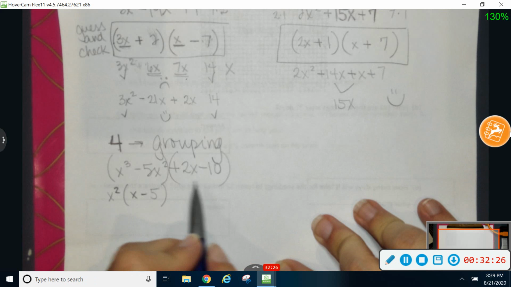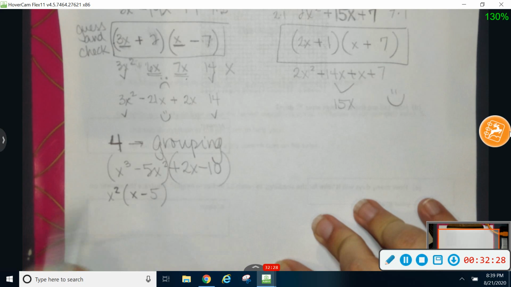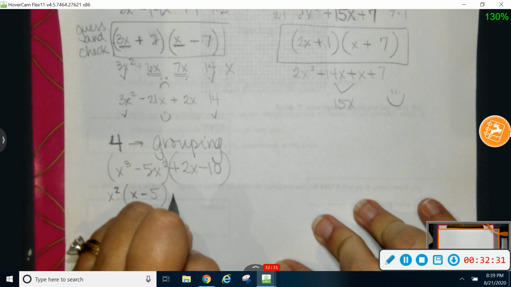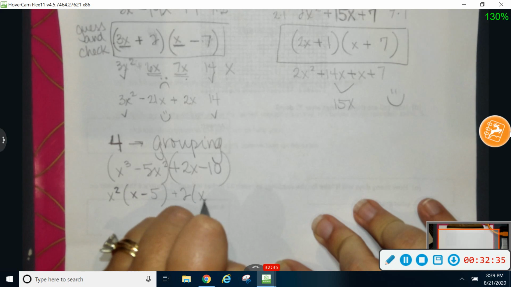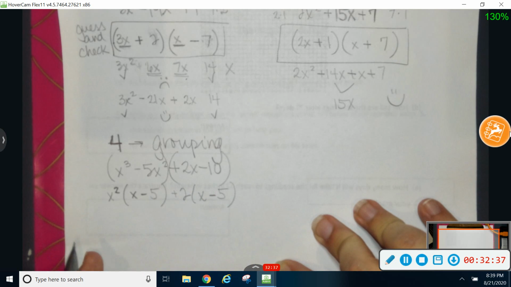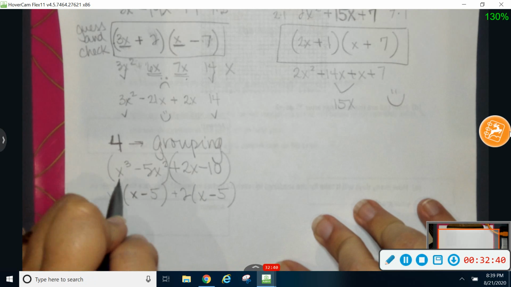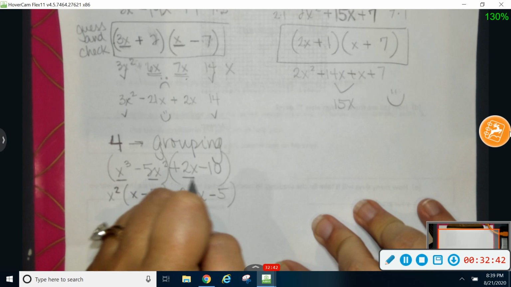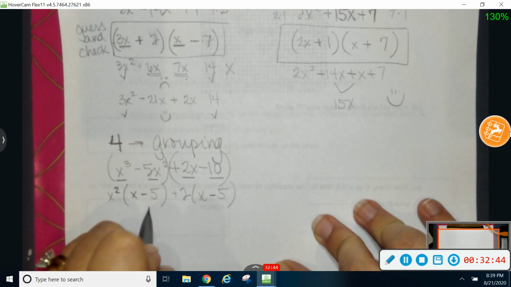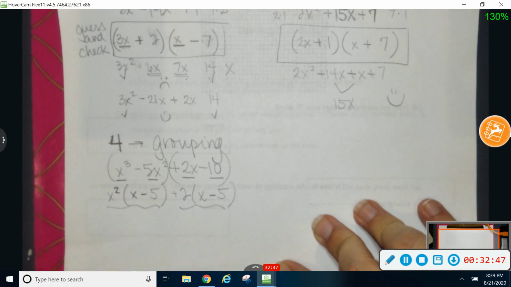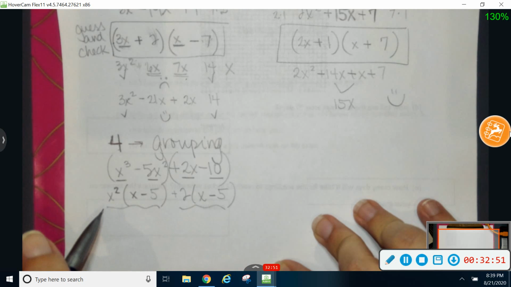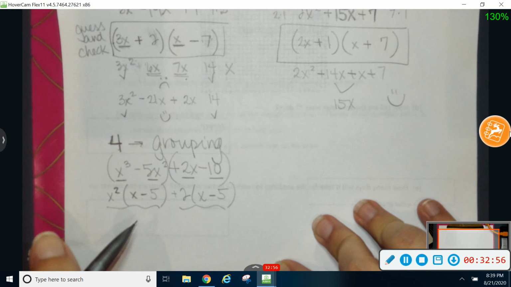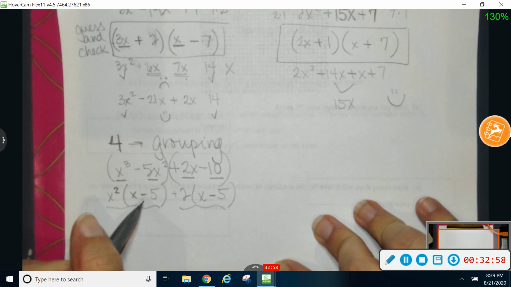Now I'm going to look at this back set. What does this back set have in common? Well, it looks like I can take out a 2. I'm going to do a positive 2, and it looks like I'm left with an x and a minus 5. What I've just done is gone from 1, 2, 3, 4 terms, now to 1, 2 terms. And if I start over and look at those 2 terms, start with the GCF, what do those have in common? What does this term and this term have alike? They have an x minus 5.